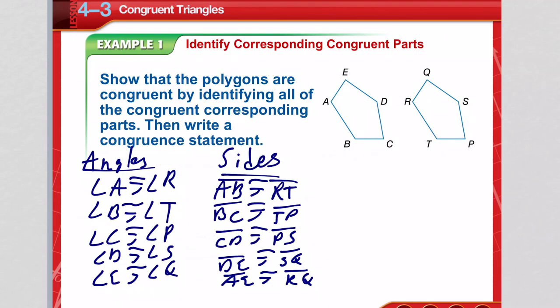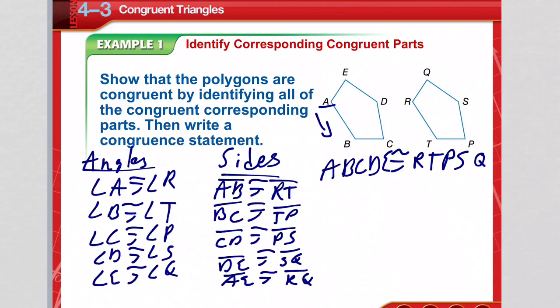Then I'm going to write a congruent statement. To name a polygon, I just start with one letter and then work my way around the polygon. So in this case, I would say ABCDE is congruent to, now I know A matched with R, so it has to go first. B matched with T, C matched with P, D matched with S, and E matched with Q. So it has to be in the same order in both of them, otherwise it's wrong.